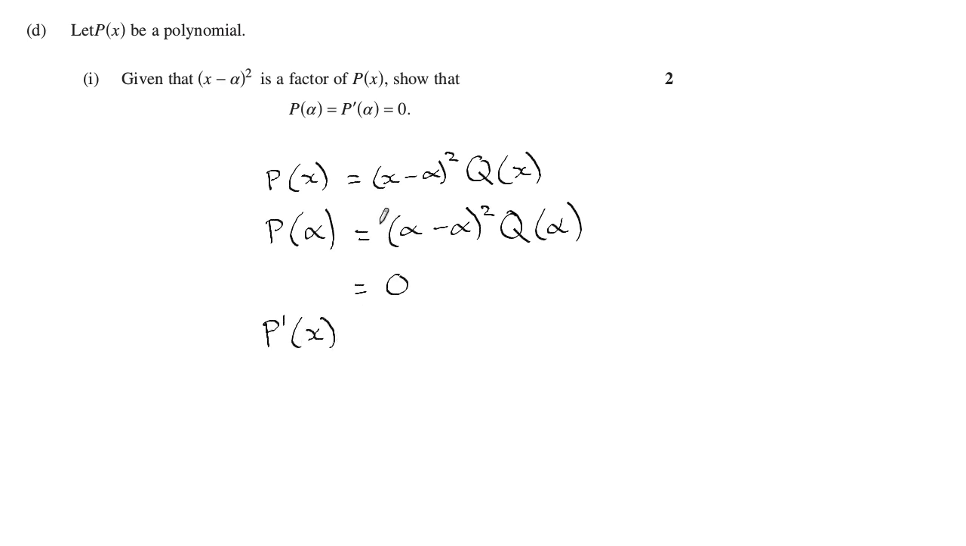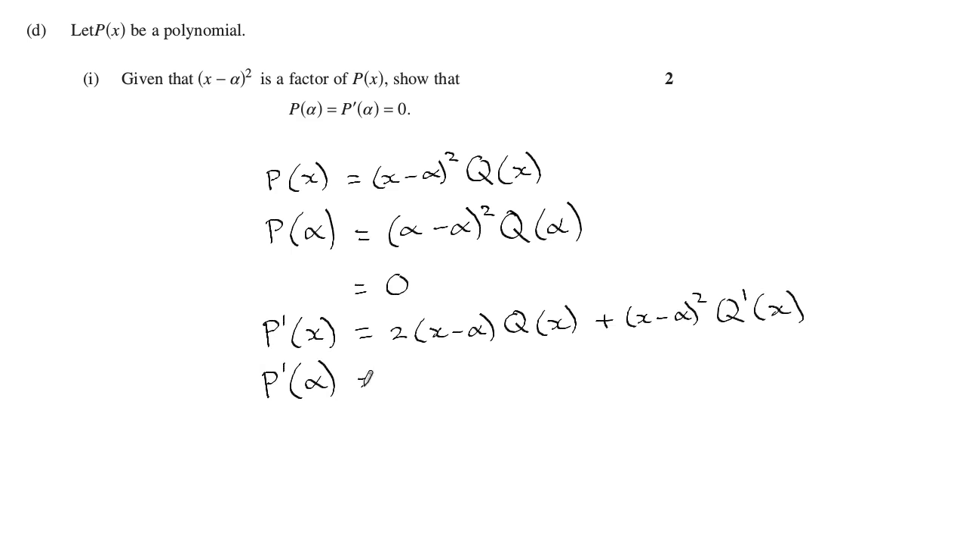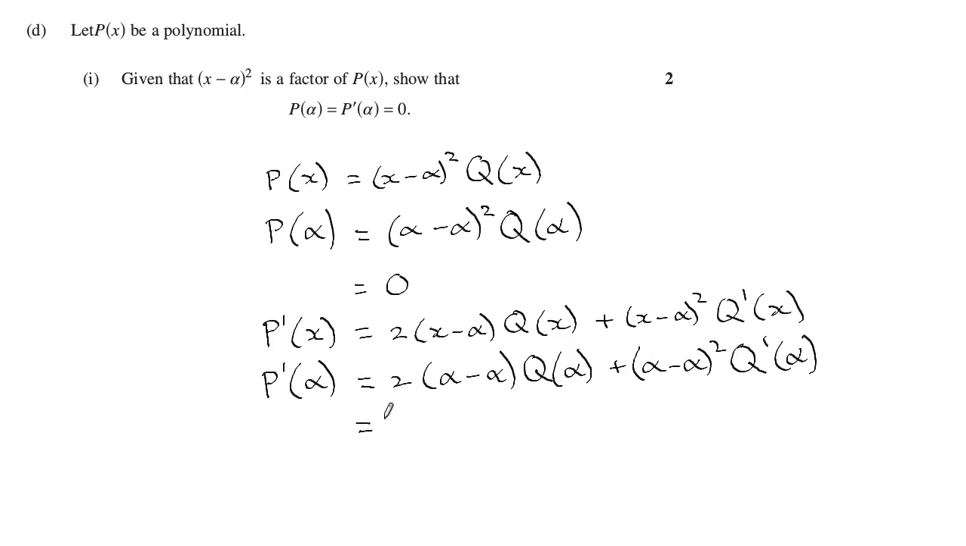And then let's differentiate this. You'd have to use the product rule, because you've got that times q of x. Let's differentiate this one first. That'll make 2 times x minus alpha, times the q of x. And then you've got this times the derivative of that. And then we can try finding p prime of alpha. So I'm just sticking alpha wherever x was in here. And then that's 0, so that whole thing is 0, and that's 0, so that whole thing is 0, so 0. And that's it for part 1.